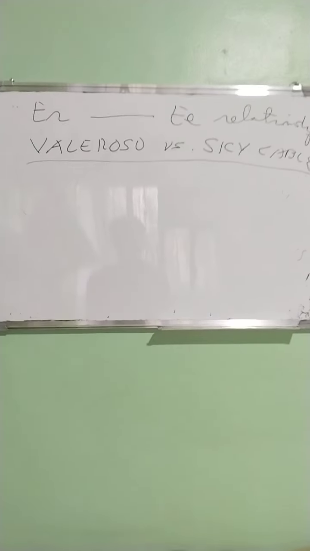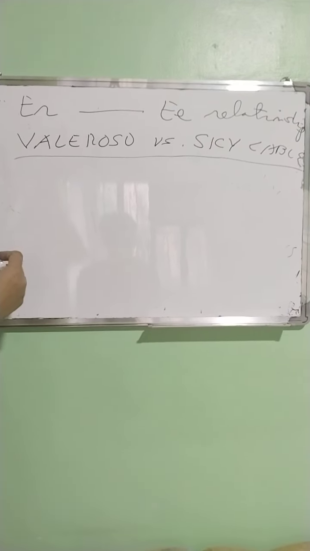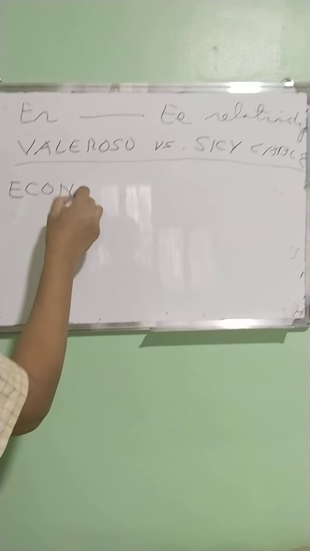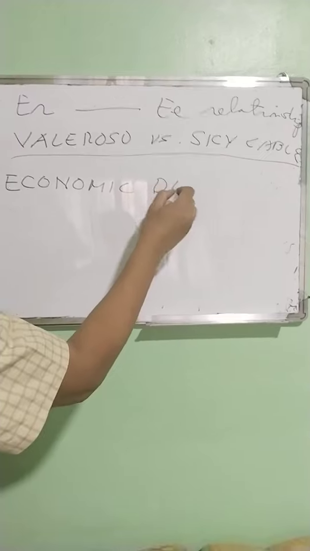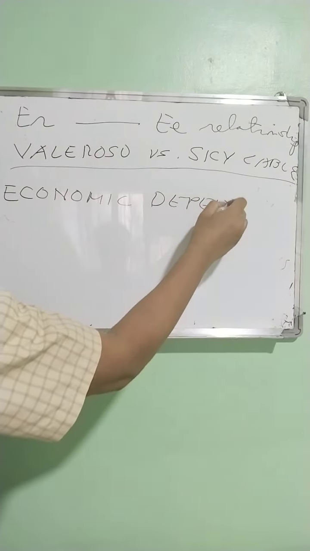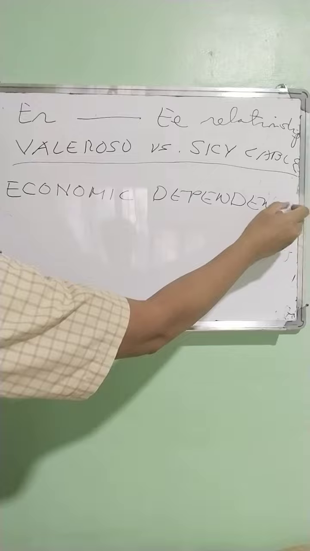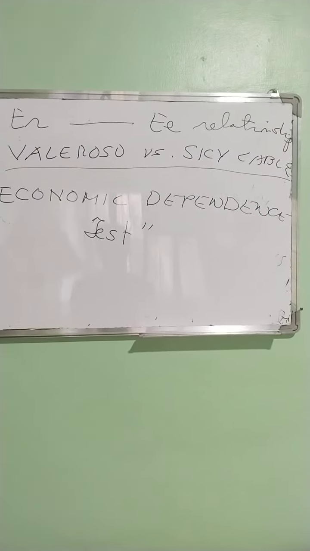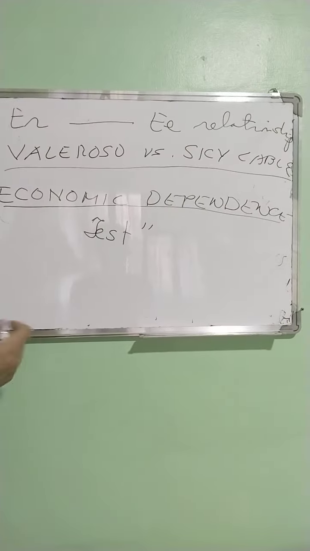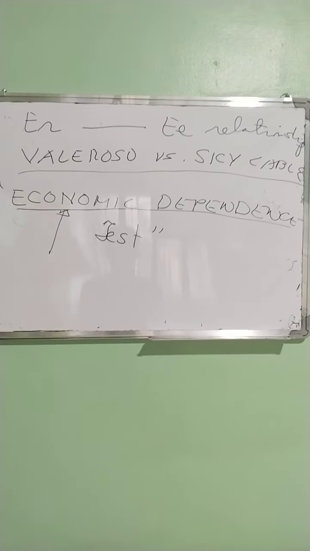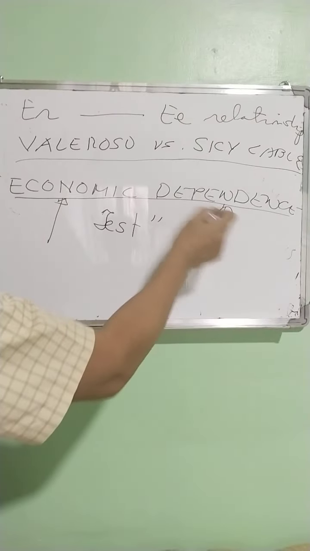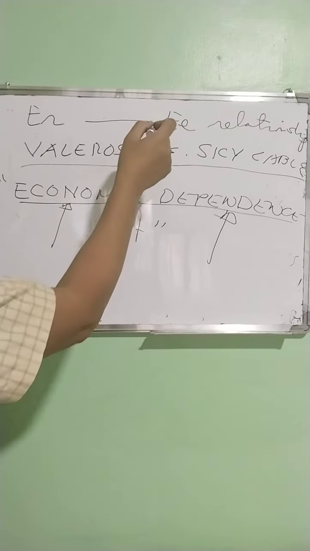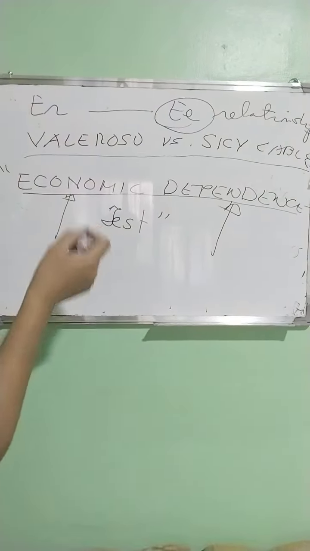No? In one case, aside from the fourfold test, the Supreme Court mentioned also the economic dependence test. Economic dependence test. This is also one of the tests to determine if an employer-employee relationship exists. Now, what is this economic dependence test? Well, by the term alone, economic, no? And by the term dependence, who is dependent? Who is dependent with whom? The one that is dependent would be the employee.